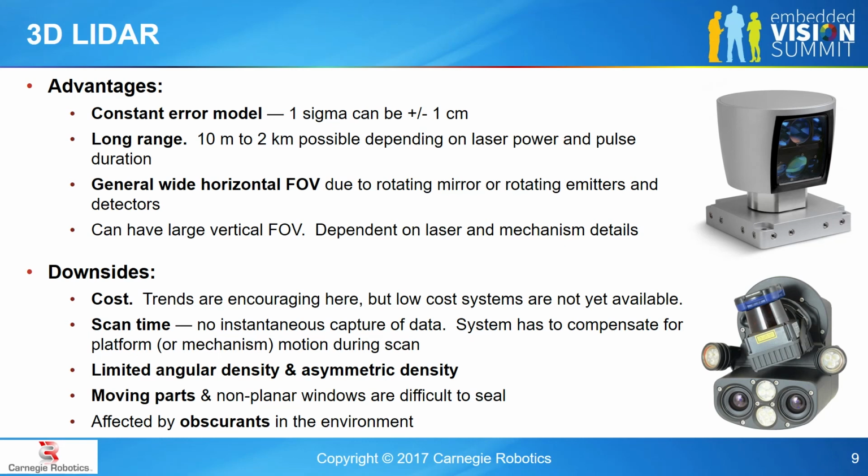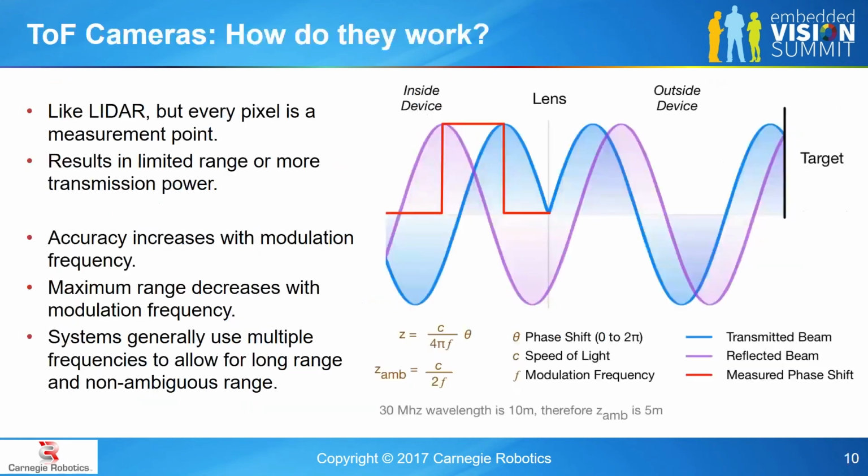And of course, because you're emitting something into the environment, you're putting data out into the world, these systems are affected by obscurity in the environment. If there's dust or snow or rain or things like that, they are more affected than passive systems.